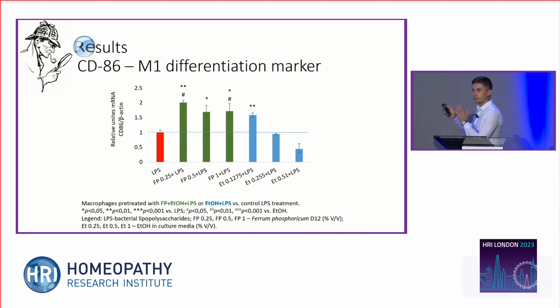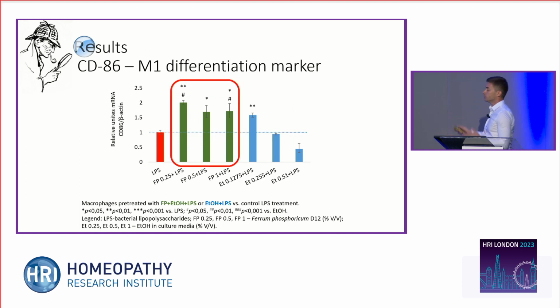This is the marker that I liked most. I'll tell you why. This is CD68. It is a marker for differentiation of macrophages toward the M1 phenotype, pro-inflammatory, tumor-suppressing ones. So it means that this marker should be higher when they get into a phenotype of pro-inflammatory macrophages. So we see that not only lipopolysaccharides were inducing this marker, but even more it is induced by Ferrum phosphoricum, significantly, and significantly higher than ethanol control groups, which was perfect.